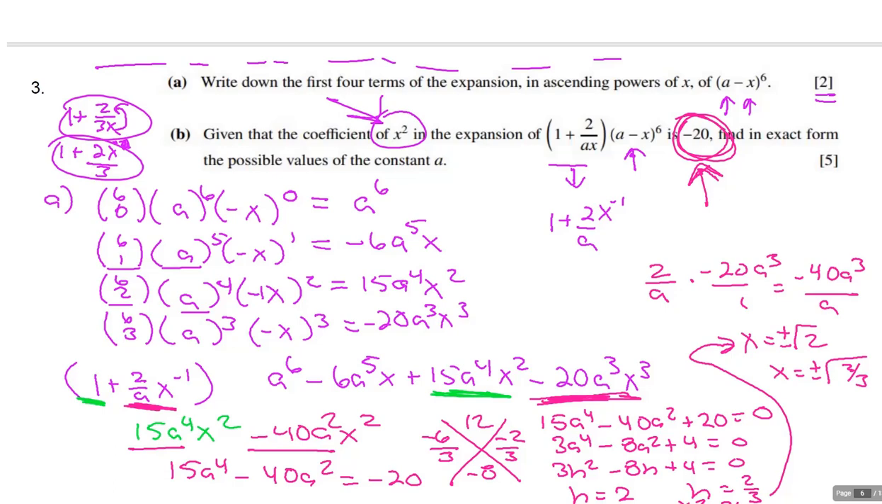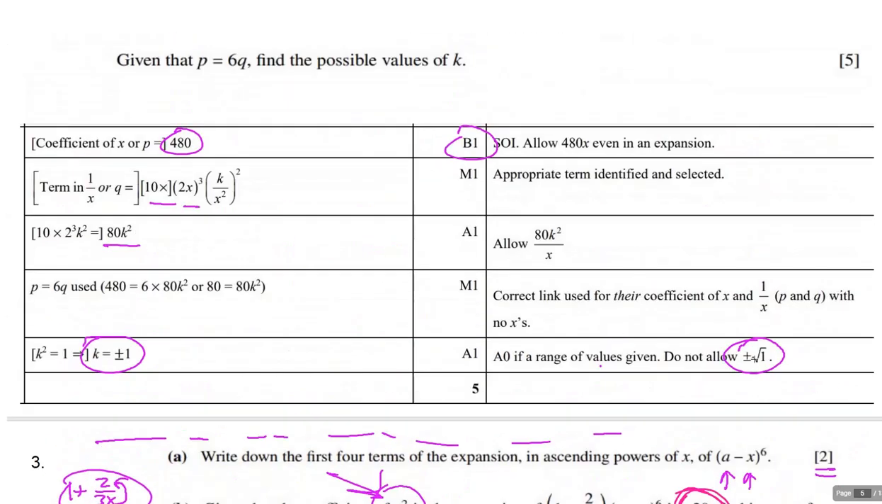Wait, so I have a question about that, because in the last question, they didn't allow that. What do you mean didn't allow it? Is that an answer? Well, that's because what is the square root of 1? A 1. They're expecting you to do that. Does that make sense? Yeah.